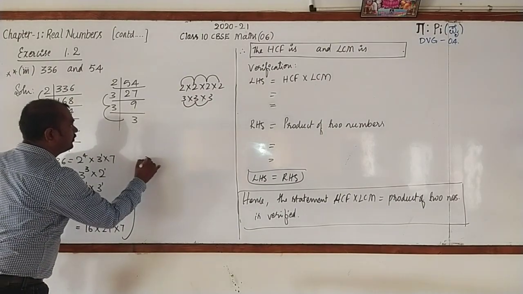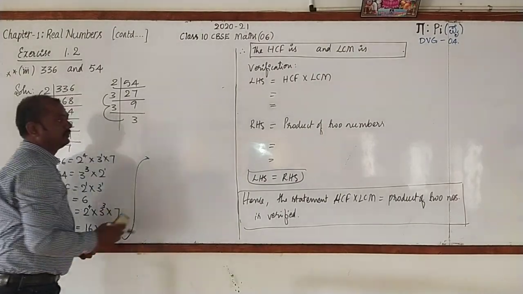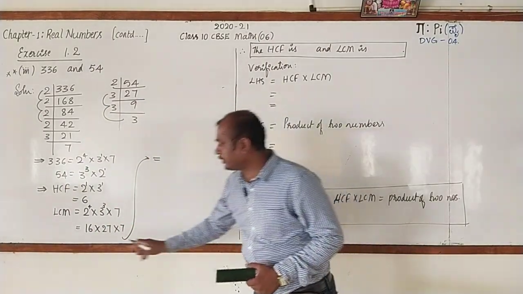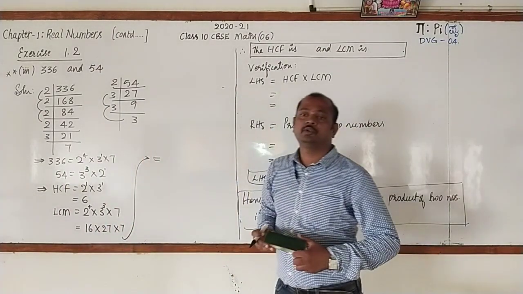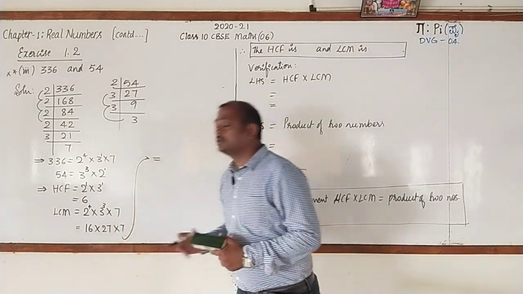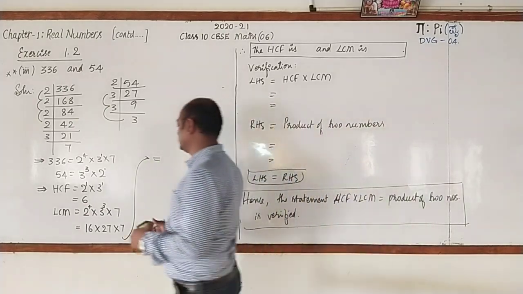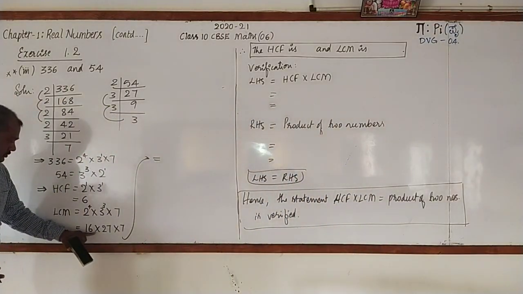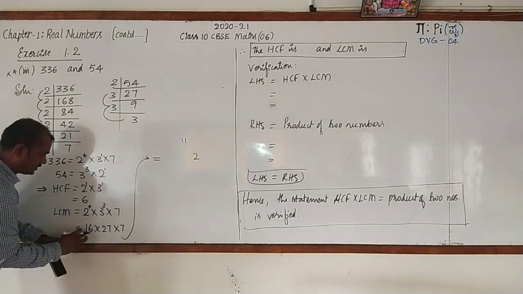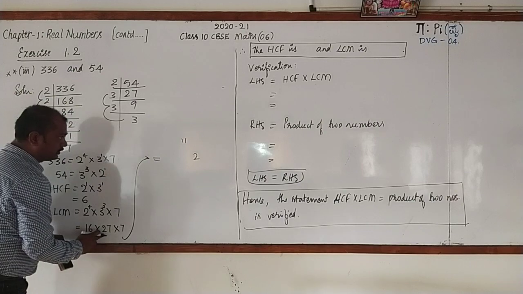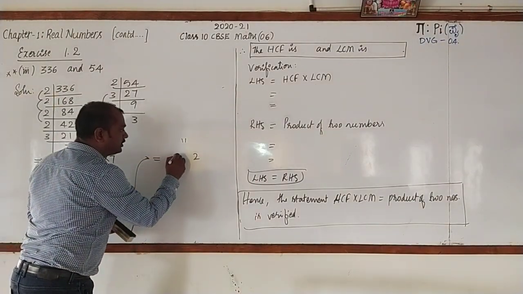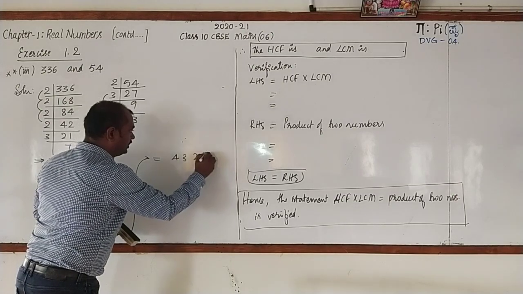Now I'll go for finding the product here. It is equal to, now first you go for multiplying 16 and 27. 16 sevens are how much? It is 112. 11. 16 twos are 32. 32 plus 11 is 43 into 7.